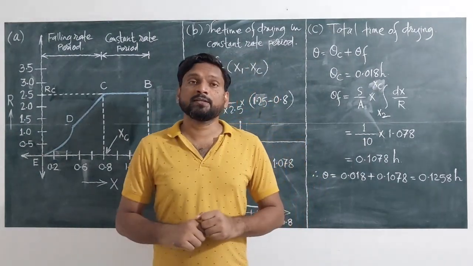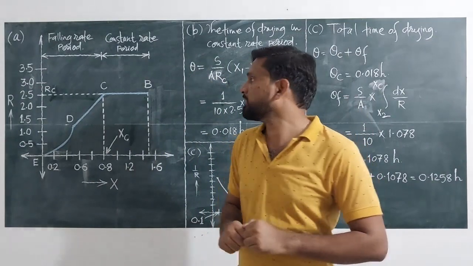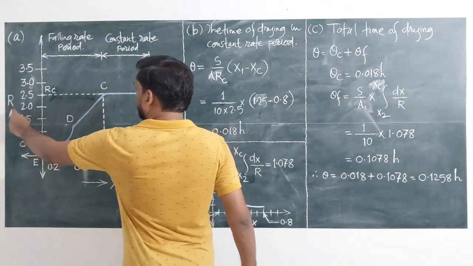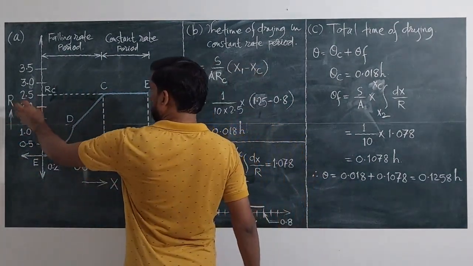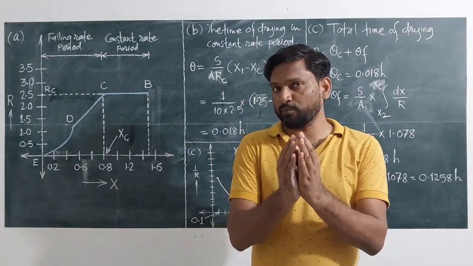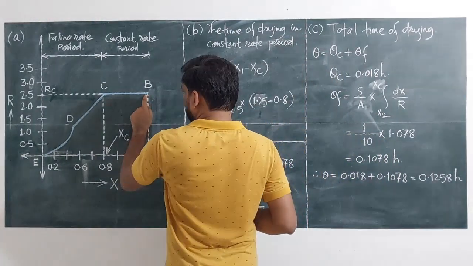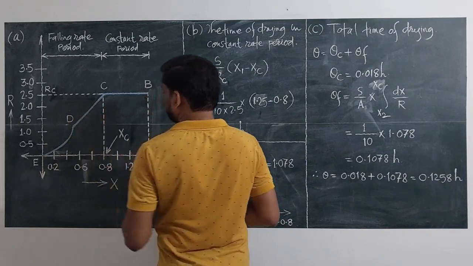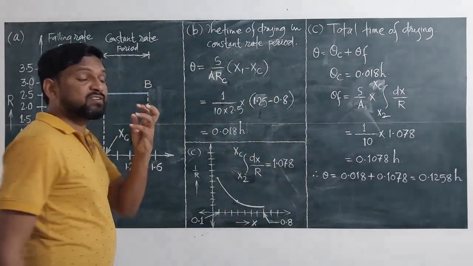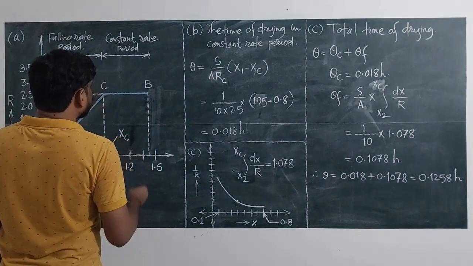It's part A about drawing a drying curve. So here the drying curve is drawn. It is simply R versus X, meaning R, rate of drying in kg per meter square hour, versus X, kg of moisture per kg of dry solid. We got a curve B, C, D, E, where B is the initial moisture content, 1.25. So actually the B should start at 1.25.